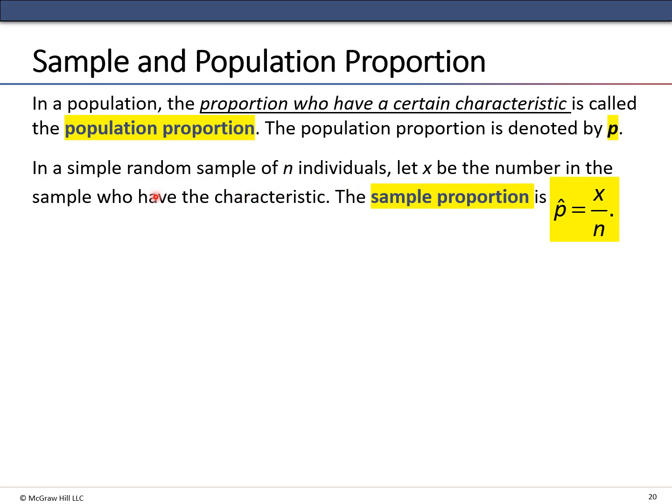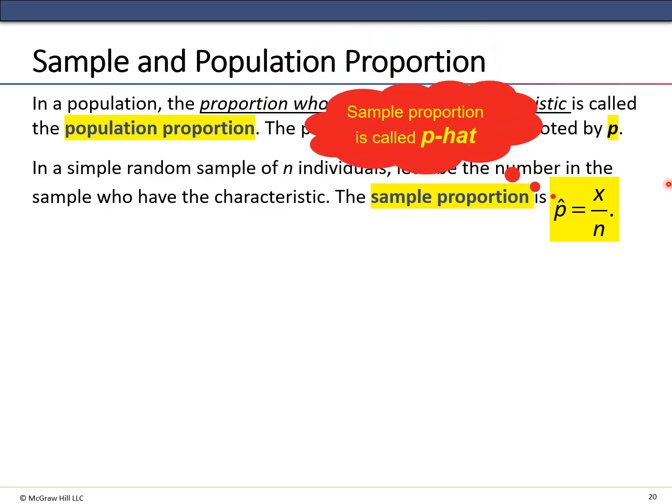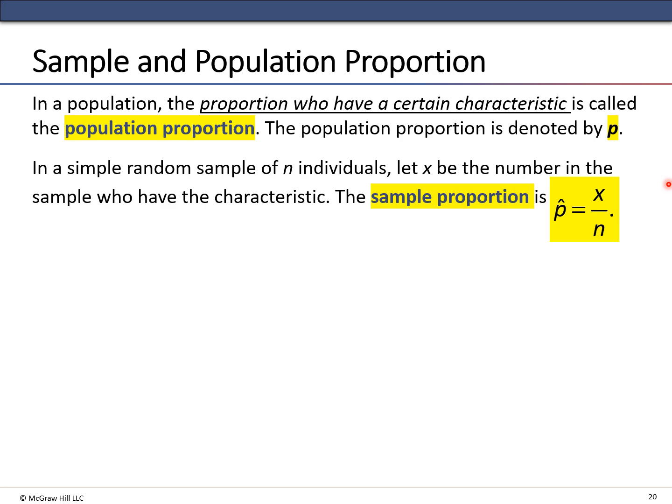Let x be the number in the sample who have the characteristic. The sample proportion then, which is called p hat, is the number that have that characteristic. In our example, the number of females over the total number that we polled. Okay, this is called p hat, the sample proportion. Simply the number of people that have that characteristic in our sample over the number of people that we actually sampled. Pretty straightforward.